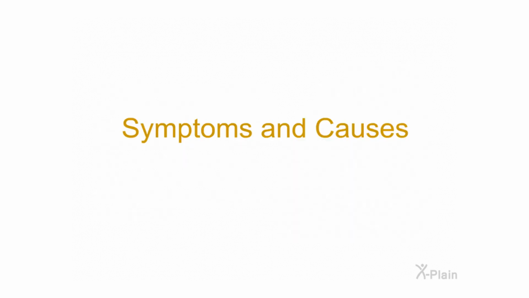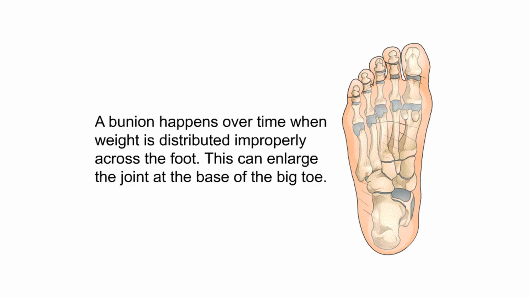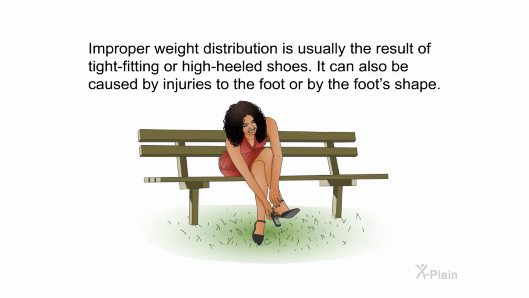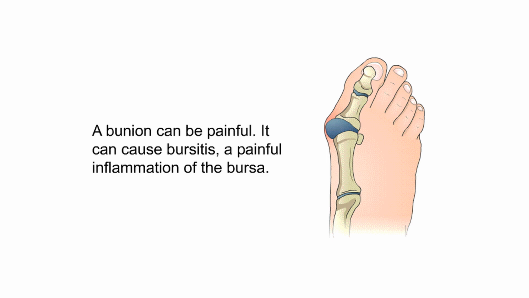Symptoms and causes. A bunion happens over time when weight is distributed improperly across the foot. This can enlarge the joint at the base of the big toe. Improper weight distribution is usually the result of tight-fitting or high-heeled shoes. It can also be caused by injuries to the foot or by the foot's shape. A bunion can be painful. It can cause bursitis, a painful inflammation of the bursa.